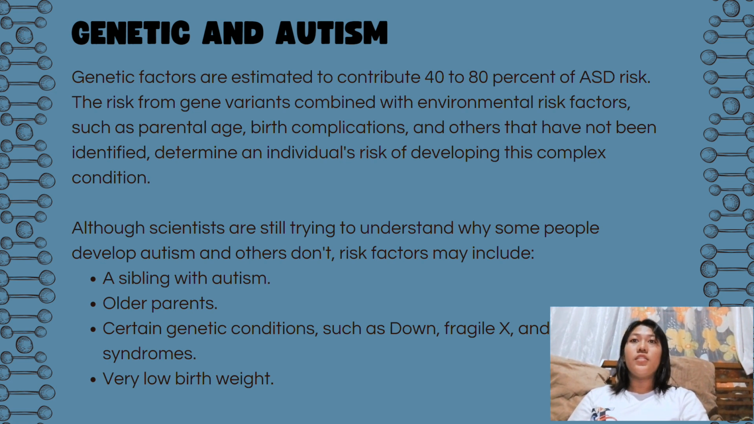Although scientists are still trying to understand why some people develop autism and others don't, risk factors may include: first, a sibling with autism; second, older parents; third, certain genetic conditions such as Down, Fragile X, and Rett syndromes; and lastly, a very low birth weight.